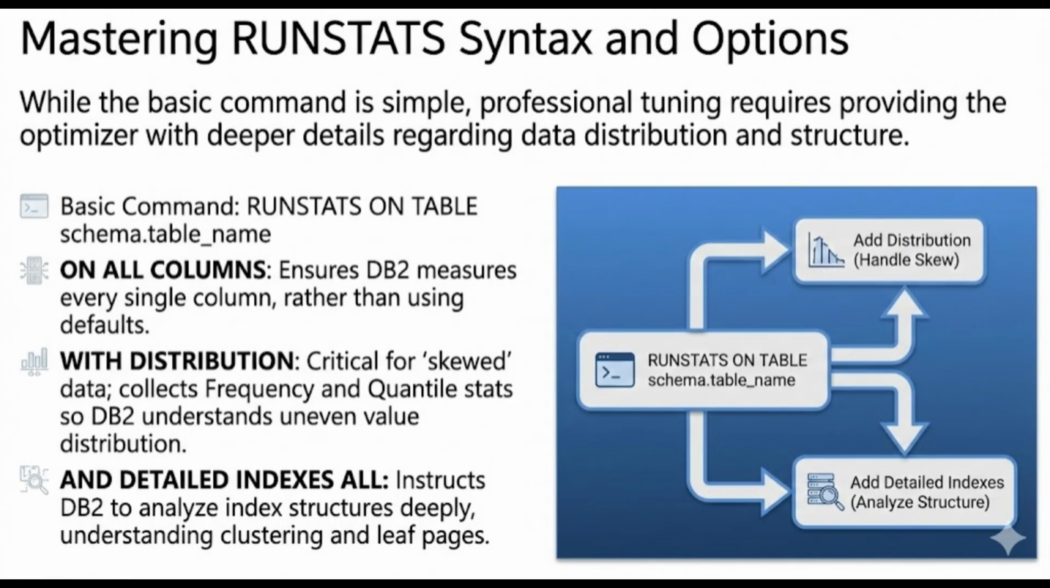So, putting it all together, a standard, robust production command often looks like this. Run stats on myschema.mytable with distribution and detailed indexes all. This command tells DB2, look at the table, look at the distribution of data values to catch skew, and look at all the indexes in detail.